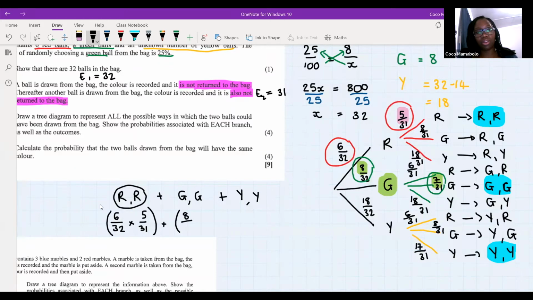Plus 8 over 32 multiplied by 7 over 31. And the last, yellow one would be 18 over 32 multiplied by 17 over 31. And if anybody has an answer for this, please just pop it in the chat for me. It's quite a long one.